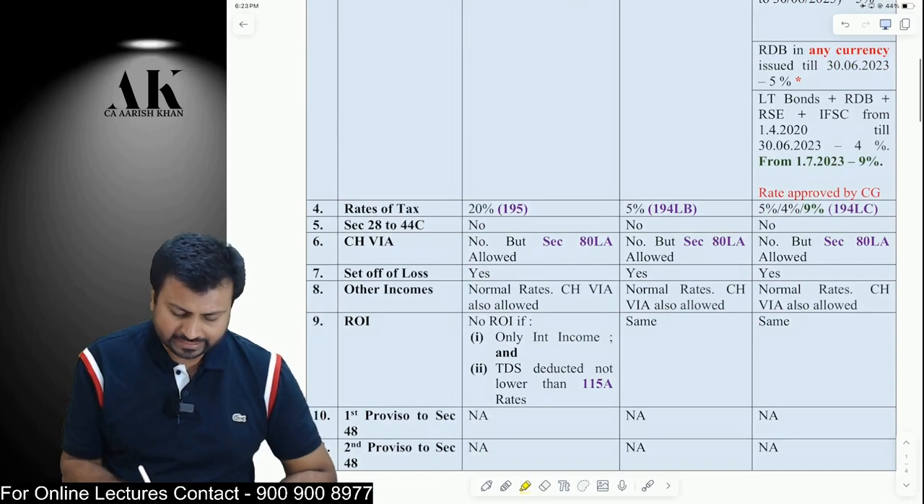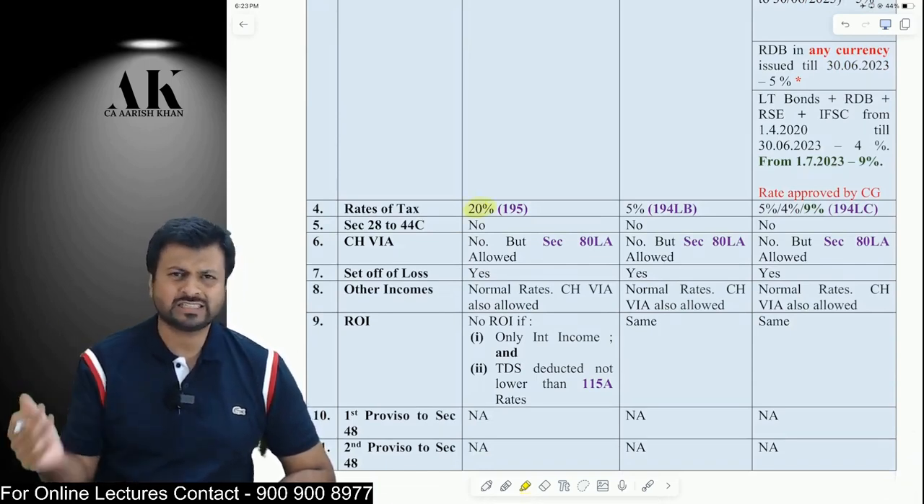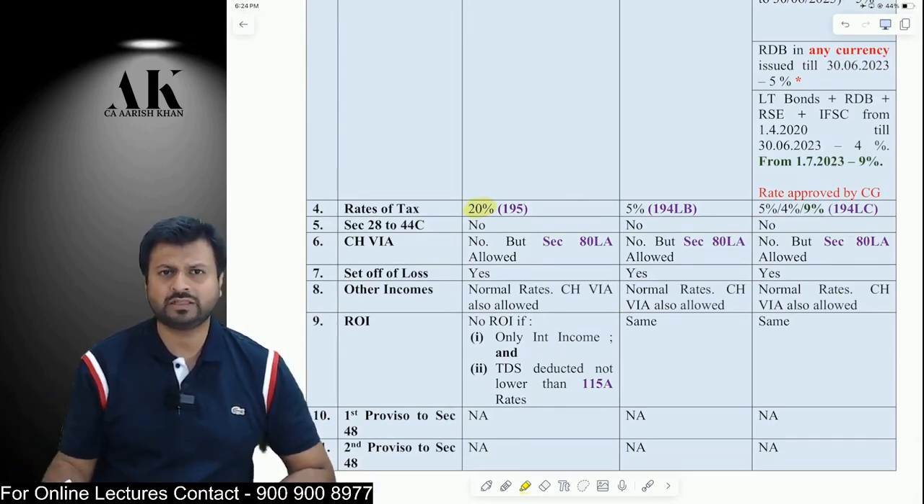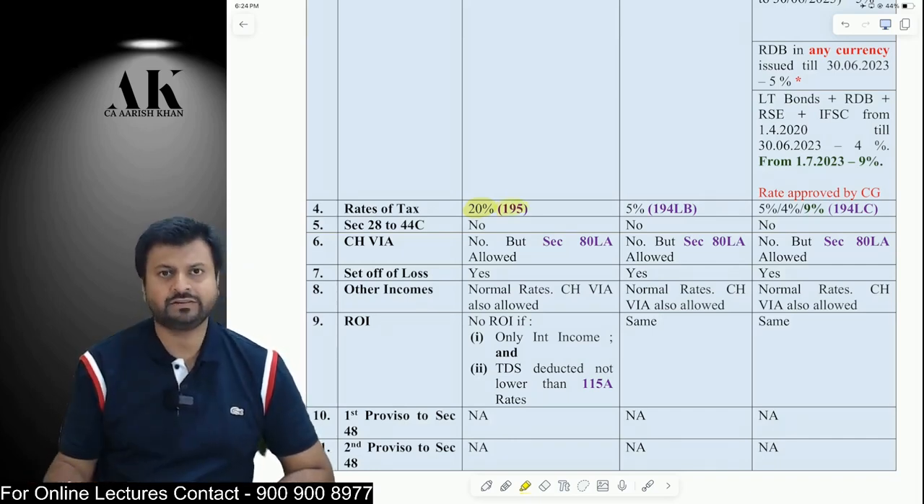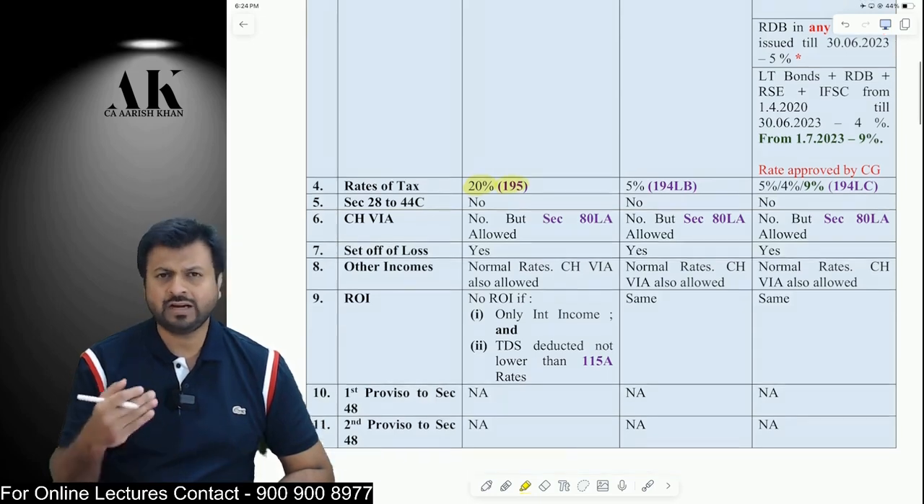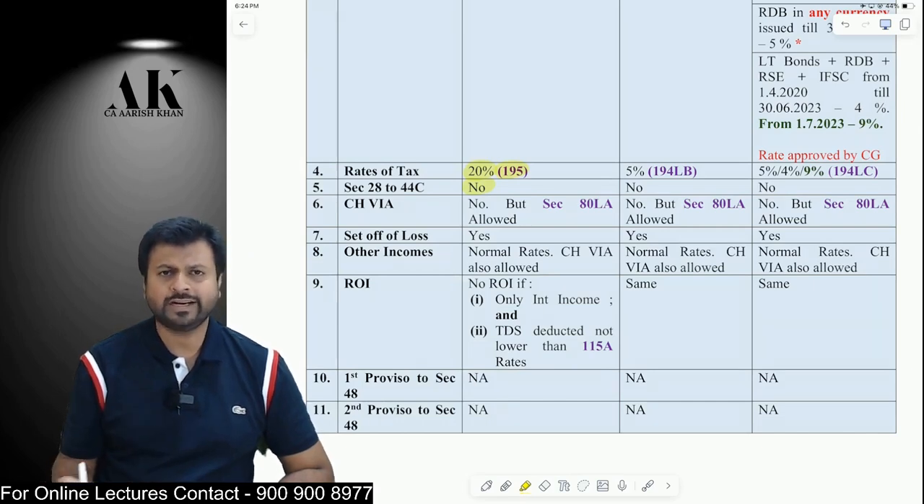Then what is the tax rate? The tax rate in that case, the interest will be chargeable at 20% plus surcharge and cess, if applicable. Cess is always applicable. Surcharge depends upon the income of the other person, and you will deduct the TDS. The payer will deduct the TDS under section 195. Okay, then are you going to get the deduction of PGBP against it? No deduction of PGBP. Are you going to get deduction of Chapter VI-A? No Chapter VI-A, only one Chapter VI-A allowed, that is ATLA. Apart from ATLA, no other Chapter VI-A will be allowed against the interest income covered in the first part.